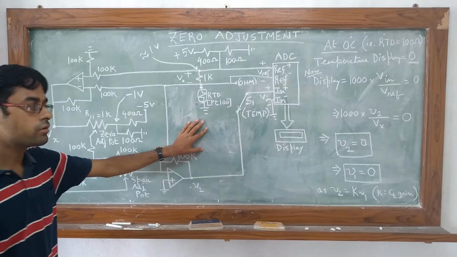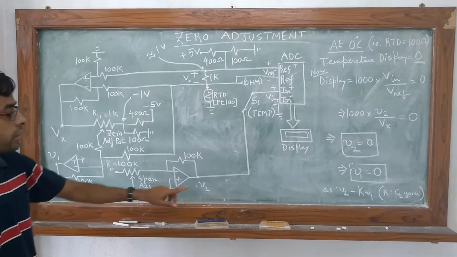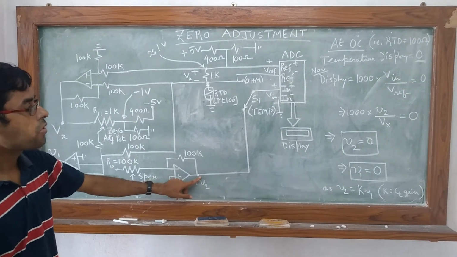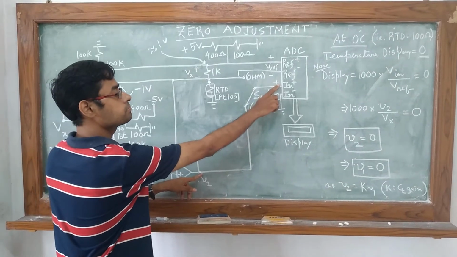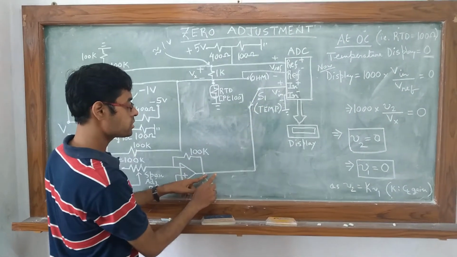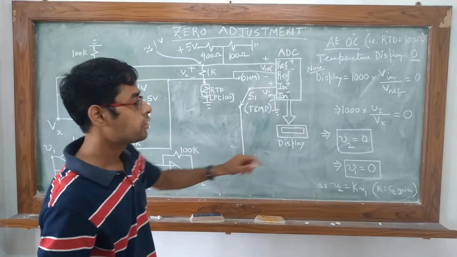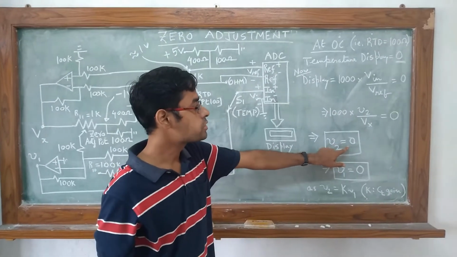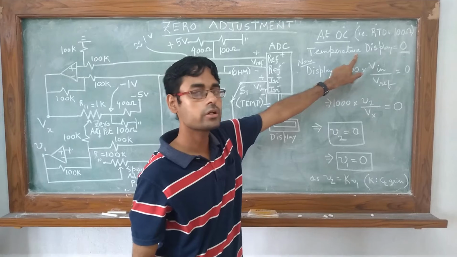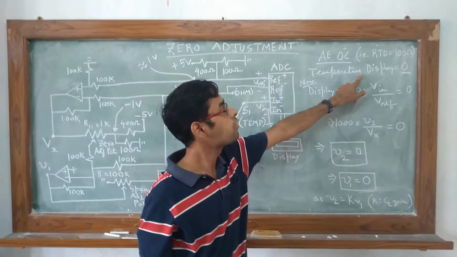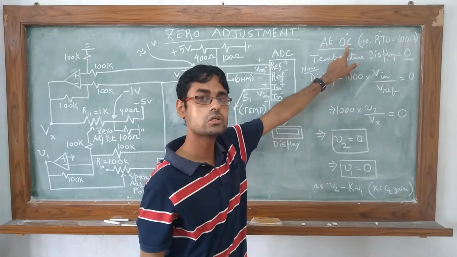Going back to this particular circuit, you can find that V2 is the same as Vin, because V2 is the node voltage at this point with respect to ground. So V2 must be equal to 0 for the temperature display to be equal to 0 when the process is at 0 degree centigrade.